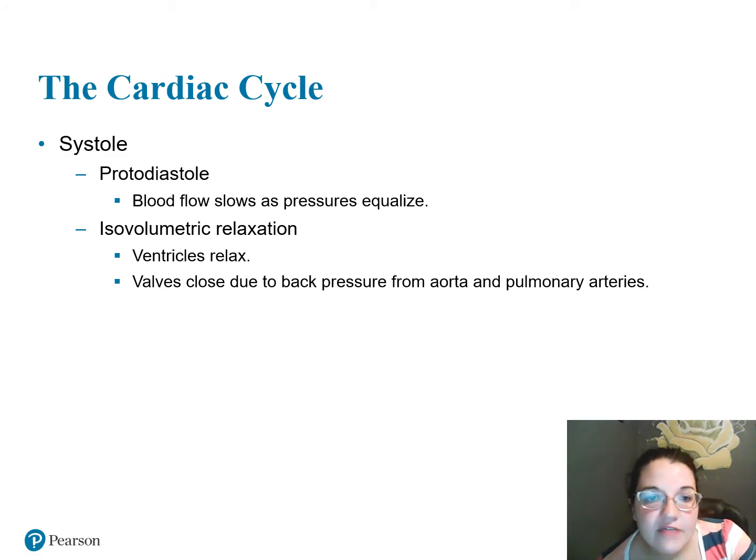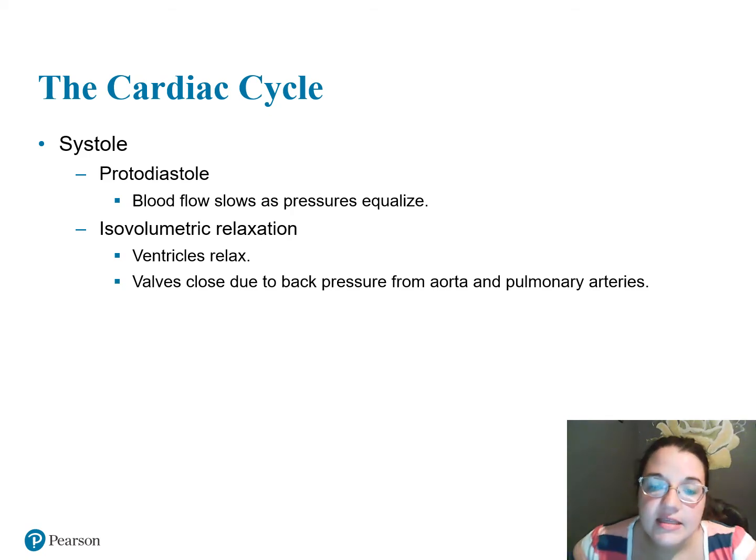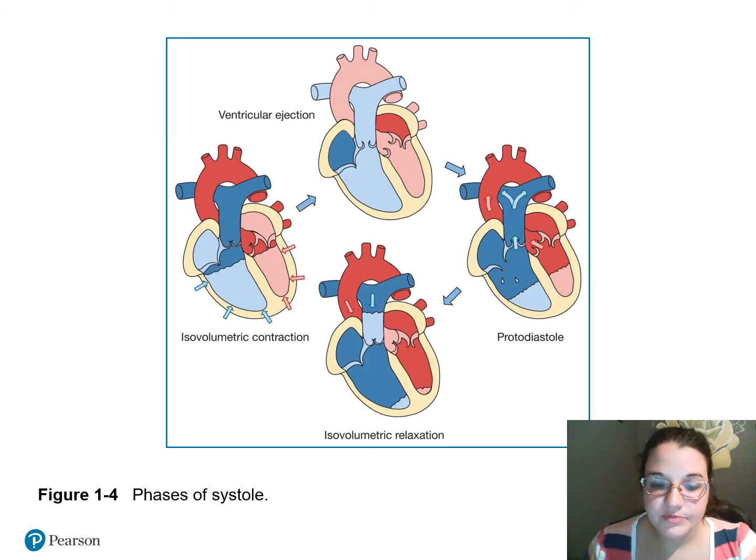In systole, you're going to have what's called your protodiastole. This is when blood flow slows as pressure equalizes. And isovolumetric relaxation is going to be when your ventricles relax. Valves close due to back pressure from the aorta and the pulmonary arteries. Okay, and this is going to show you the phases of systole.